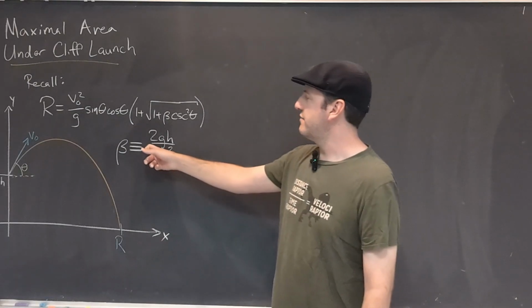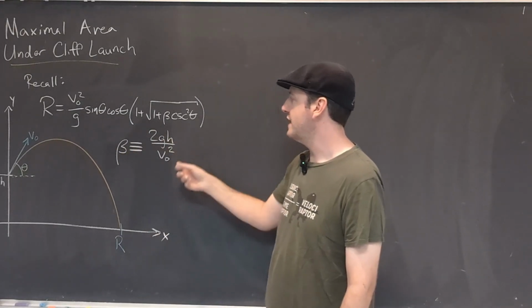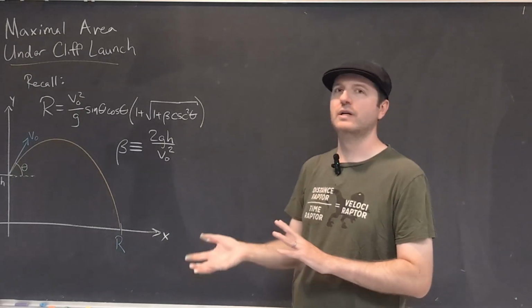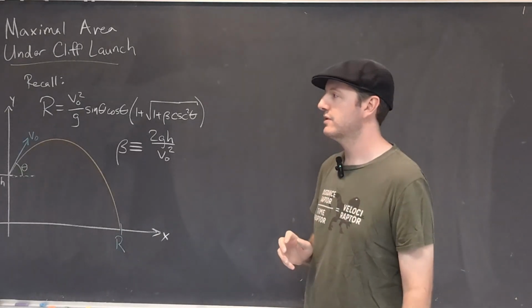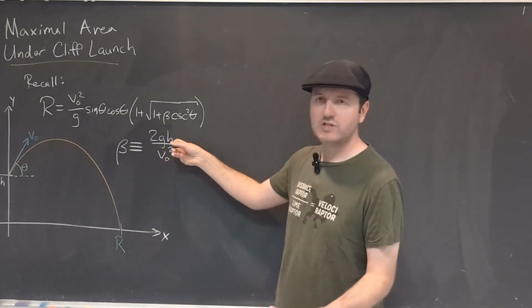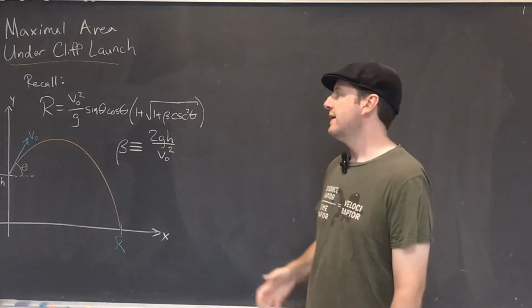It was convenient to define some dimensionless parameter, I'll call it beta, which is 2gh over v naught squared. It's something like a ratio of initial gravitational potential energy to the initial kinetic energy. But notice it has no dimensions and it scales like h. So when h equals 0, that's the same thing as saying beta equals 0.